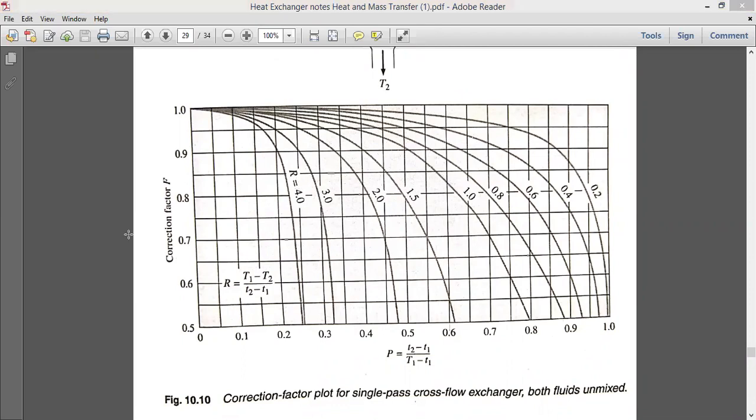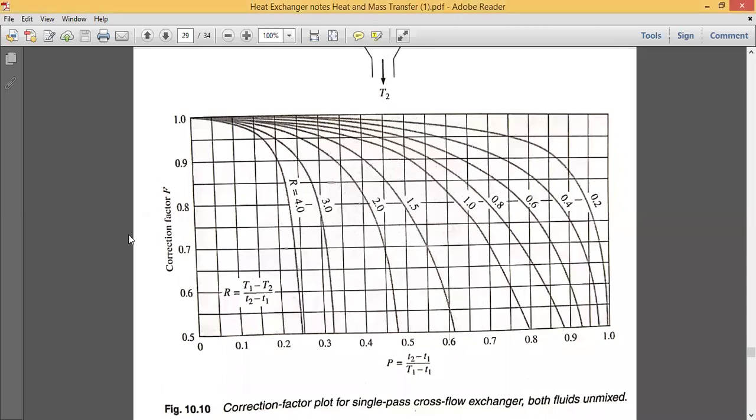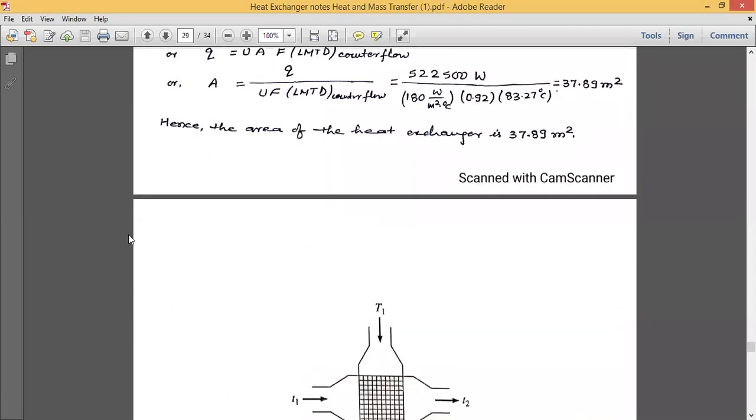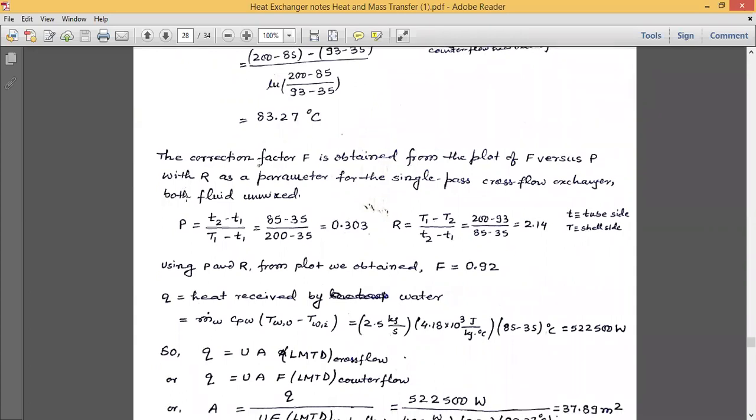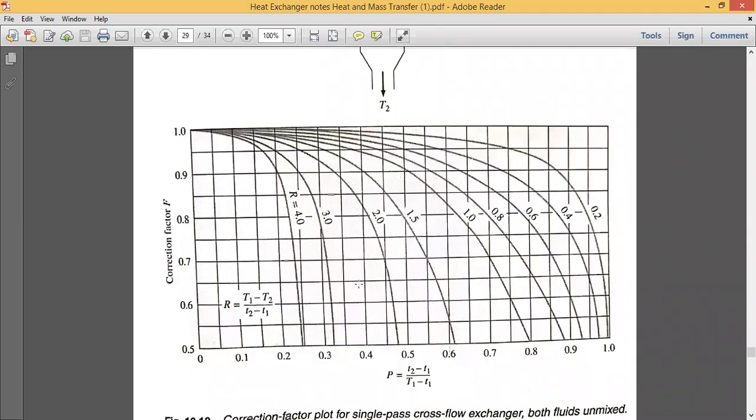What have we calculated, P and R? We had calculated P as 0.303 and R as 2.14. So by finding this, where will it lie? 0.303 means somewhere in this location, and R is 2 point something. So you will have to draw a vertical line at this position, as well as a line in this shape, somewhere greater than 2, on the left side.